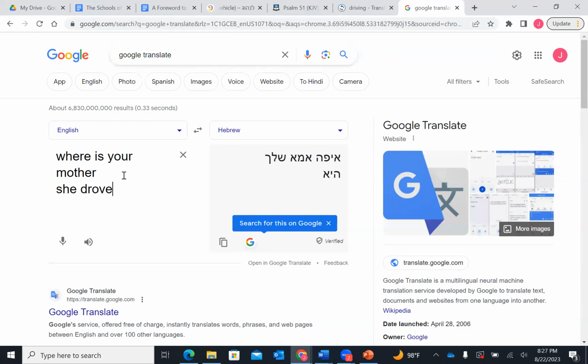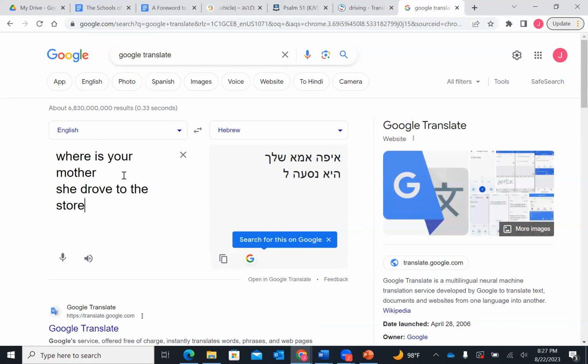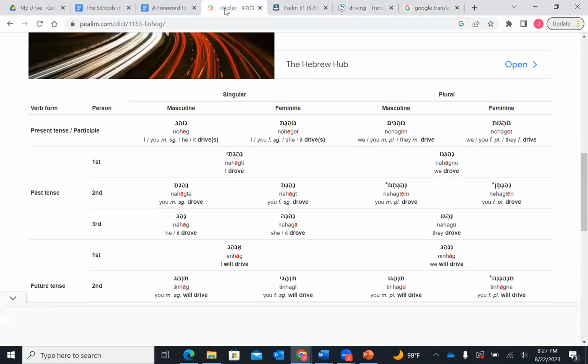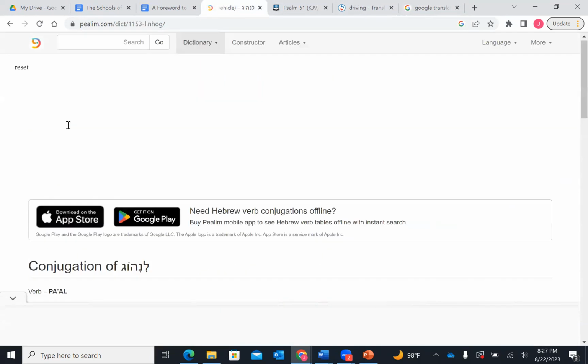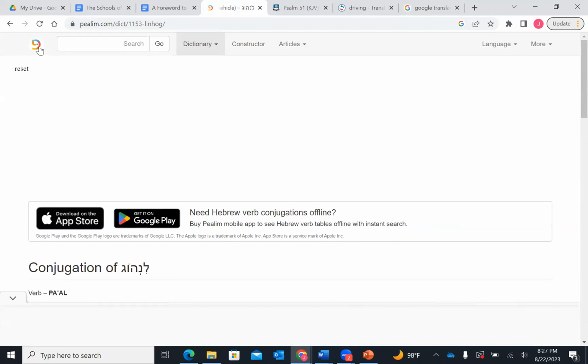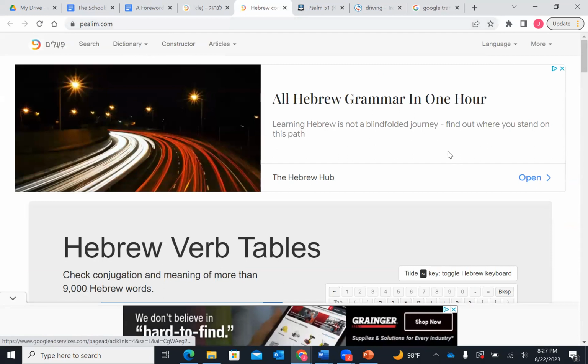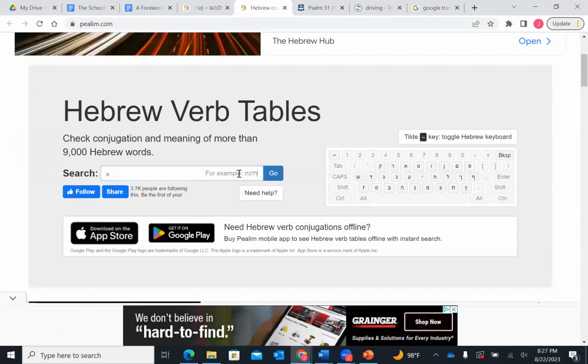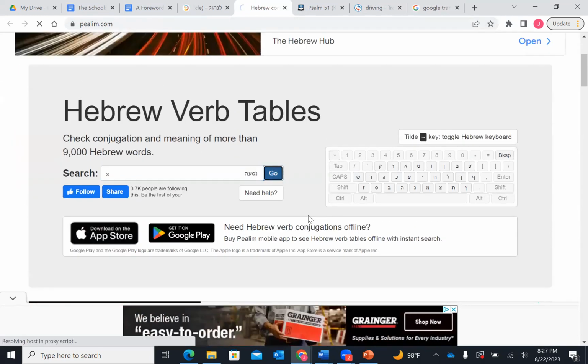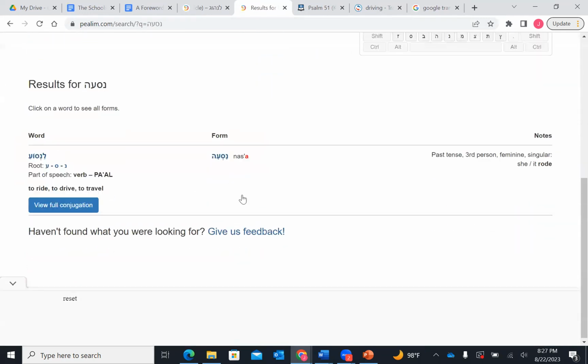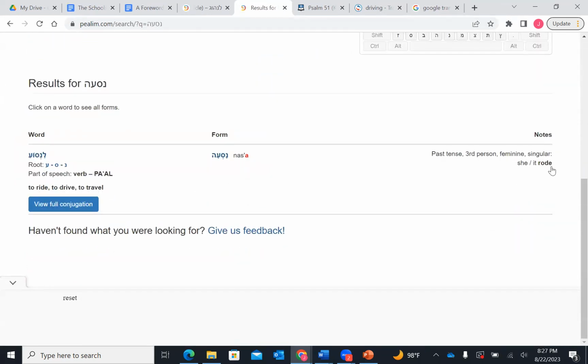She drove to the store, right? Lechanut. Now, of course, this is not the right word. Let's see what this word says real quick. I'll put all this on the chat too. I like to put it on the chat. Let's see what it says, and then we're going to close. Nasa, she rode to the store.